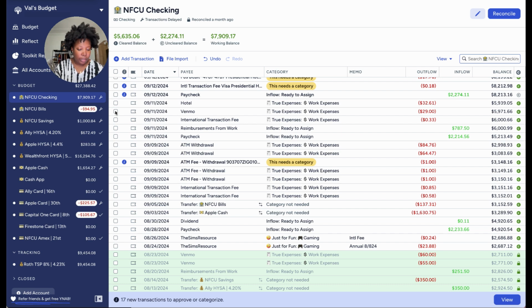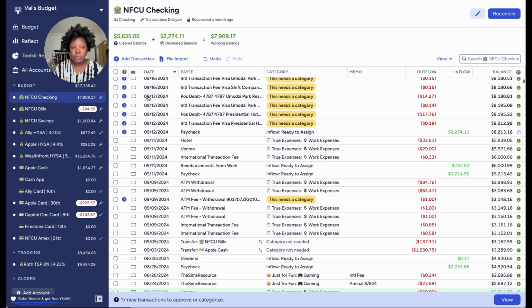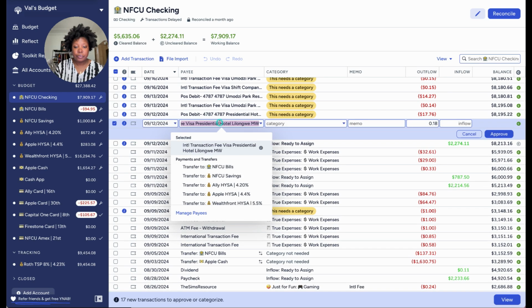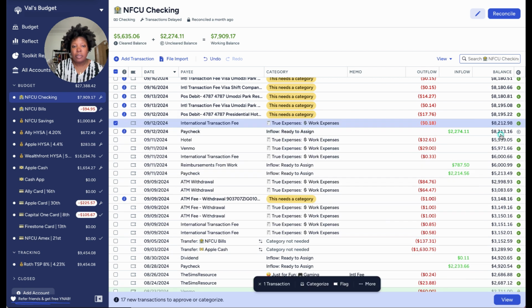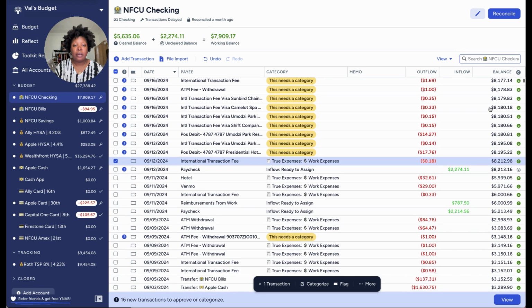Then on September 12th, I have two charges here. One is an international transaction fee, and the other is the hotel dinner. The transaction fee was 18 cents, and here it is right here. I'm just going to rename these so I keep consistent with my payees, because I don't like having all of these different weird payee names, because it makes your payee list really long.